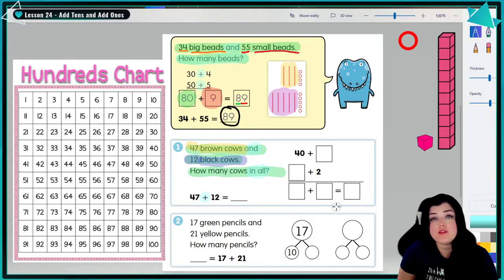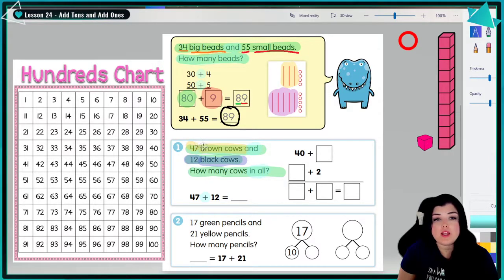We're not comparing the different types of cows. We are bringing all our cows. How many are there? So to do this, we're going to be breaking down our numbers into tens and ones. So when I look at the number 47, I know 47 has 4 groups of 10, which makes the number 40.